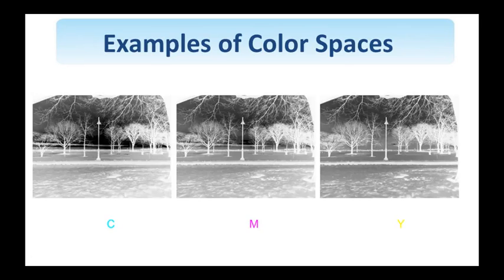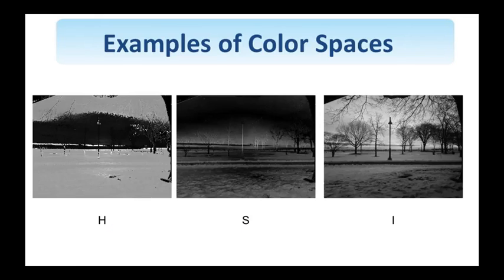We see here the cyan, magenta, yellow components of the original color image. These components are the negatives of the RGB components. So for example, cyan is equal to 1 minus red. So where the sun is rising, we had high red values, and we have very low, close to 0, cyan values. We see here the HSI components of the original color image.